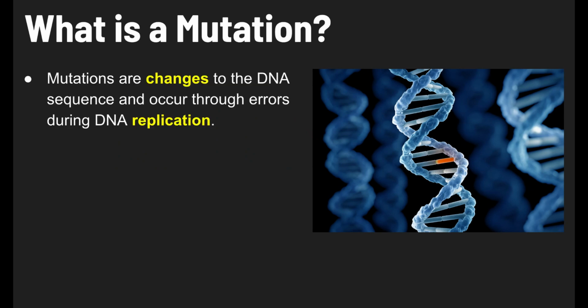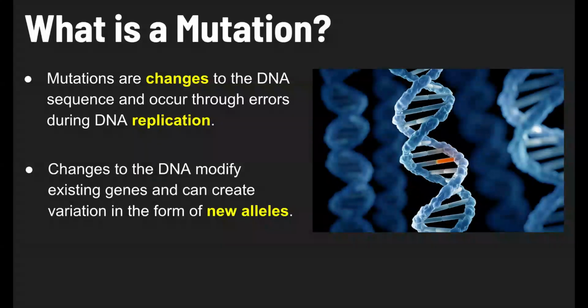Mutations are changes to the DNA sequence, and they occur through errors that are made during DNA replication. Changes to the DNA modify the existing genes on the DNA. Remember, a gene is just a segment of the DNA. So a change to the DNA would change the gene, and this can create variation in the form of a new allele, a new version of that gene.